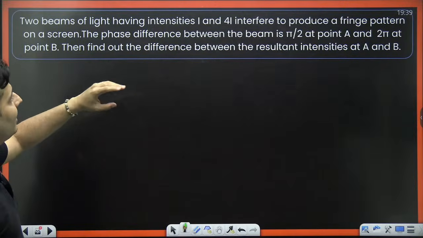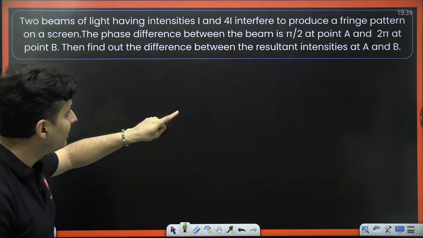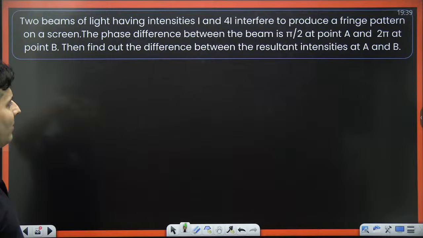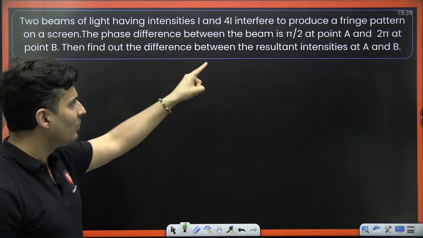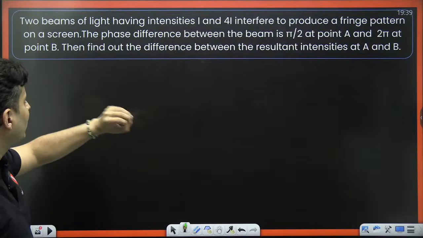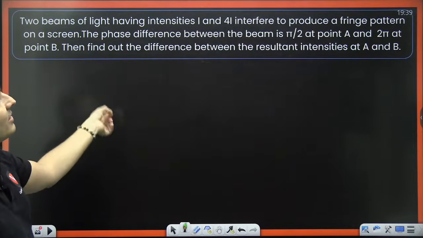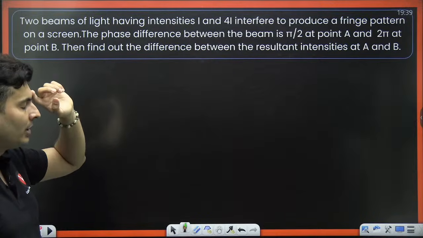Two beams of light, I and 4I intensity, produce some pattern on the screen. The phase difference is pi by 2 at one point, 2 pi at another point. Find the difference between the resultant intensities at A and B.